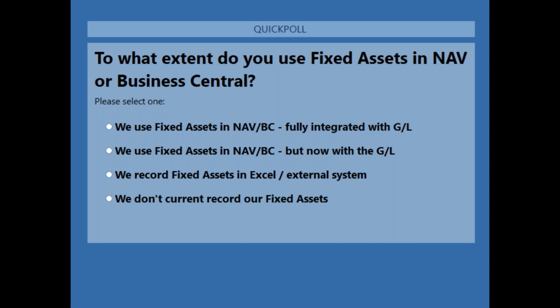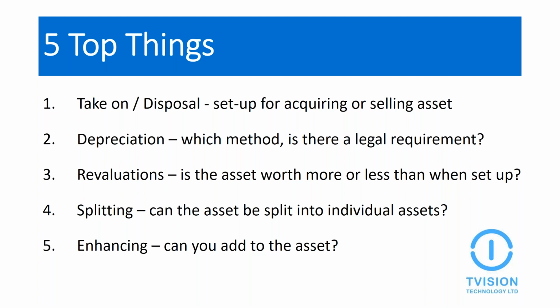Okay, so that's interesting. The top one says that we use fixed assets in NAV and BC. It's fully integrated with the GL, that's around 70%, and then 30% are saying that we record them in Excel or an external system. Okay, so I'm now going to hand over to Ian for the demo.